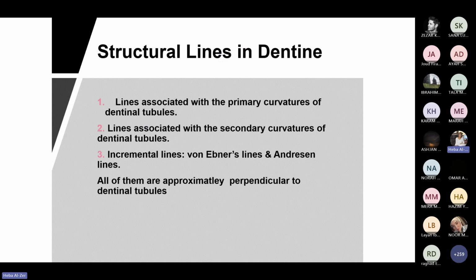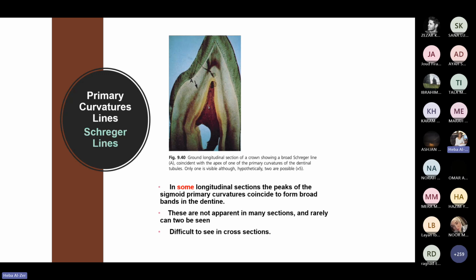Right. Now we are going to discuss the structural lines in dentine. So we have three kinds of lines. The lines associated with the primary curvatures, the S-shaped curvature of tubules. The lines associated with the secondary curvatures of tubules, we call them contour lines of Owen, and the incremental lines like the ones found in the enamel. Here they have different names. All of them are approximately perpendicular to the dentinal tubules. So let's discuss the first one.